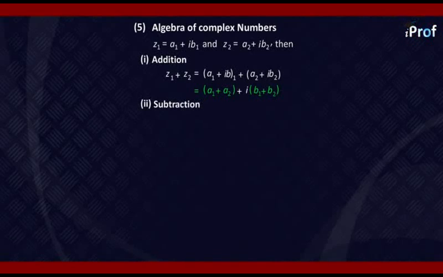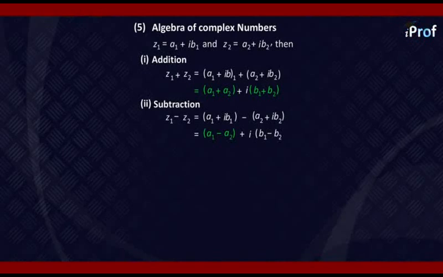Next we go to subtraction of two complex numbers. Z1 minus Z2 will consequently be equal to A1 plus iota B1 minus A2 plus iota B2. A1 minus A2 becomes the real part of Z1 minus Z2 plus iota times B1 minus B2. B1 minus B2 will become the imaginary part of Z1 minus Z2.